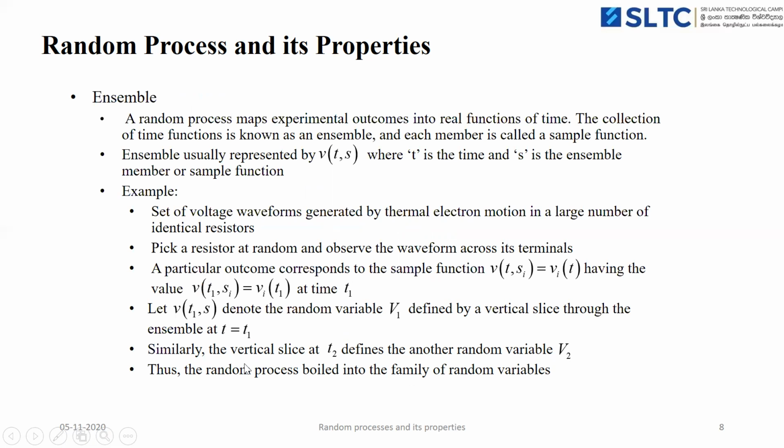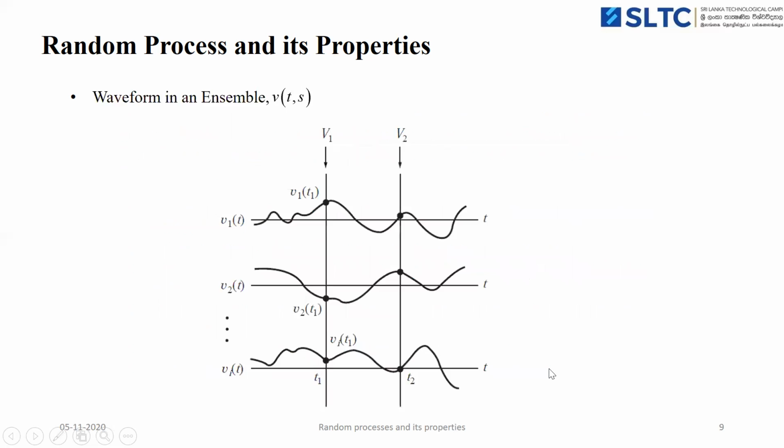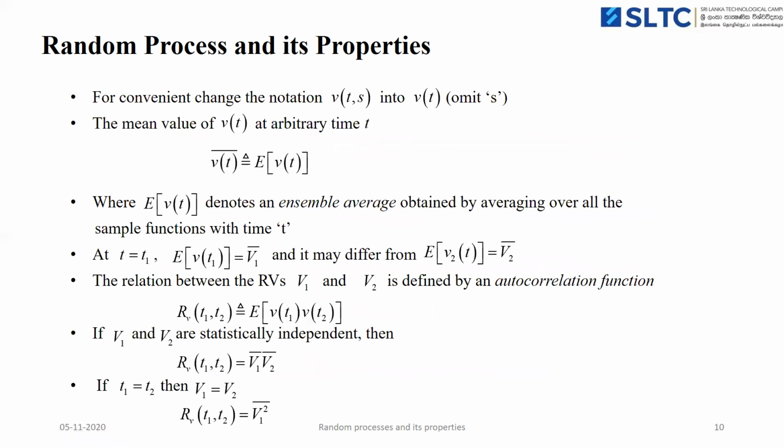Therefore, the random process is boiled down into a family of random variables. So we can understand the difference between the random process and the random variable. If you observe the value at a particular time, then the random process becomes a random variable. For convenience, you can change the notation from V of t comma s into V of t, the random process notation.